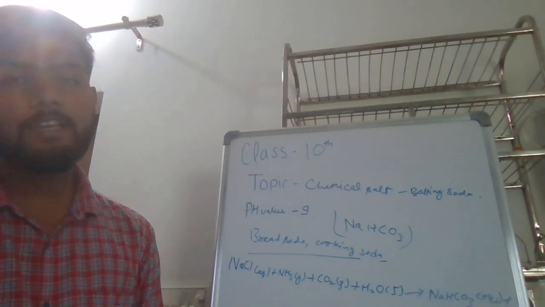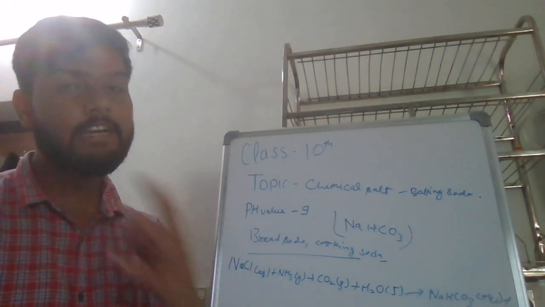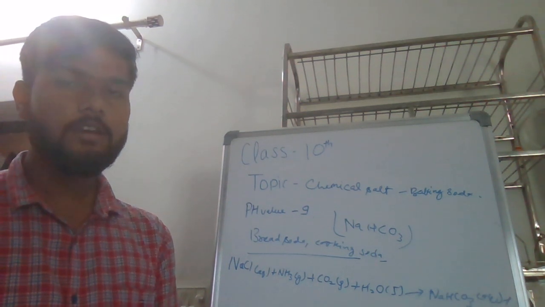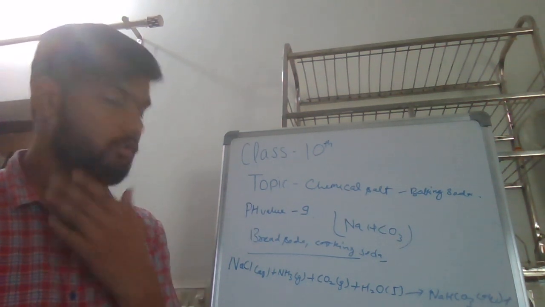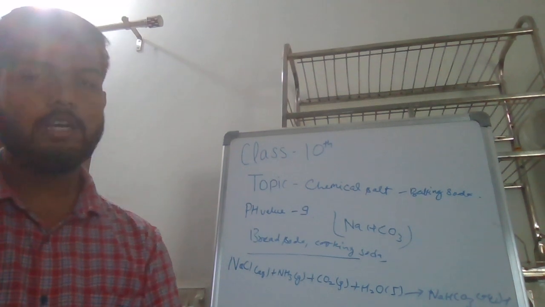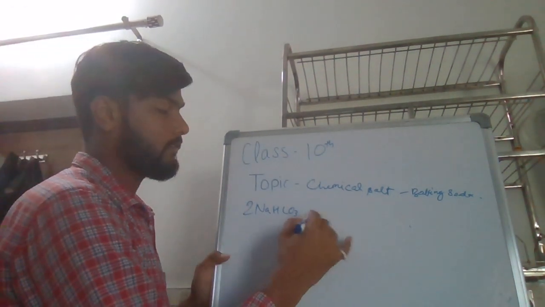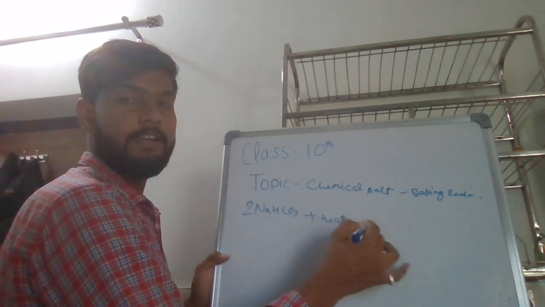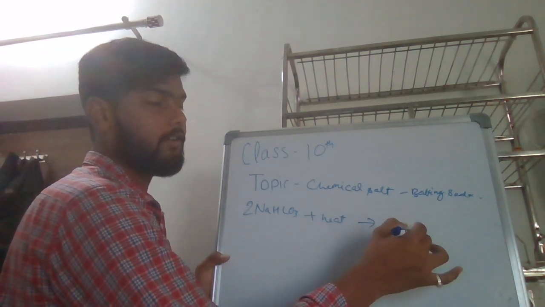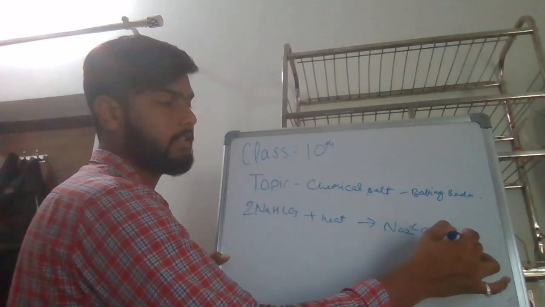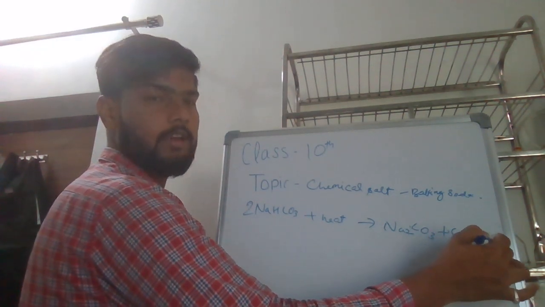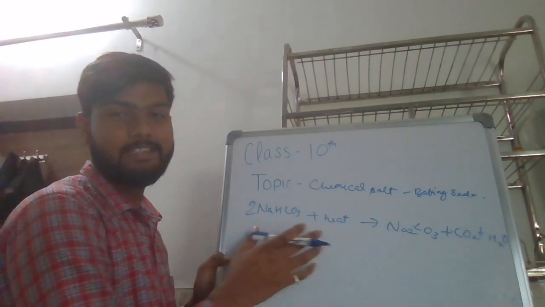When baking soda is heated, it decomposes into sodium carbonate, carbon dioxide, and water. So for that, the equation will be 2NaHCO3 + heat gives Na2CO3 + CO2 + H2O. See, this will be the equation.